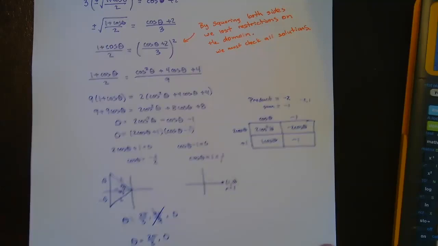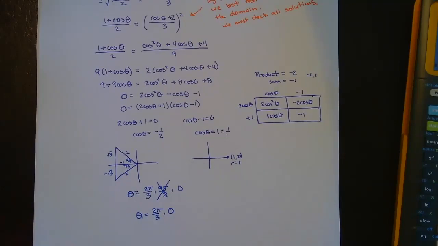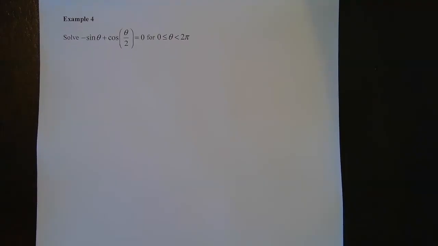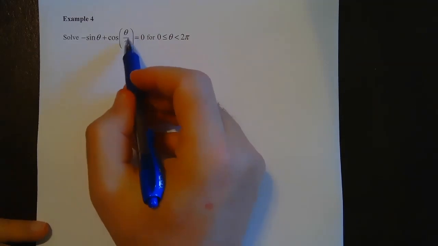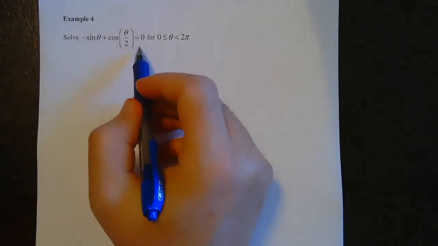Okay, so let's go on to the next example. For this next one, it's another solving problem. And we want to solve negative sine theta plus cosine theta over 2. This is the same as 1/2 times theta, and it equals 0, right?